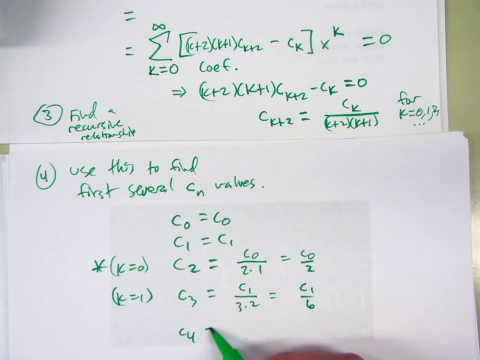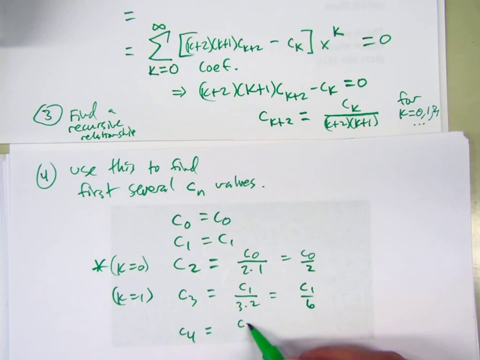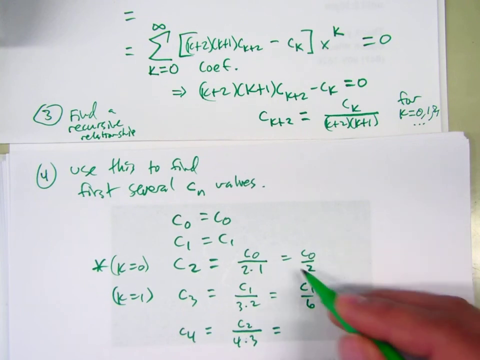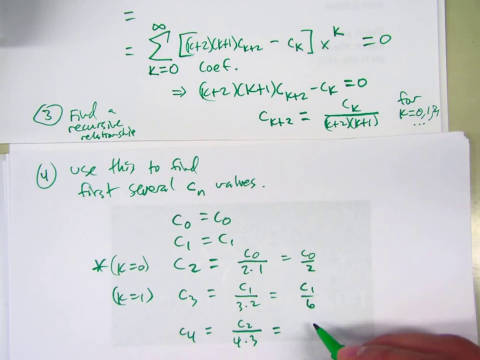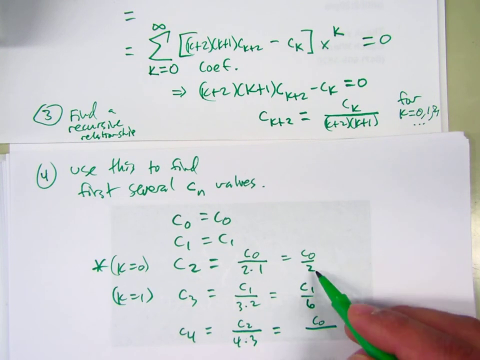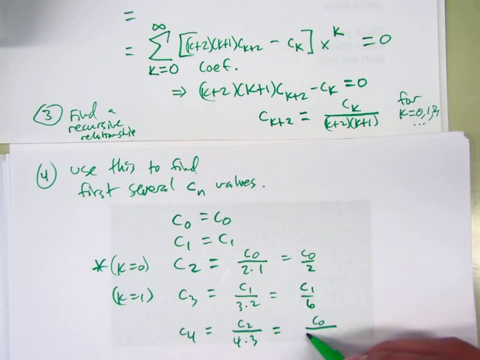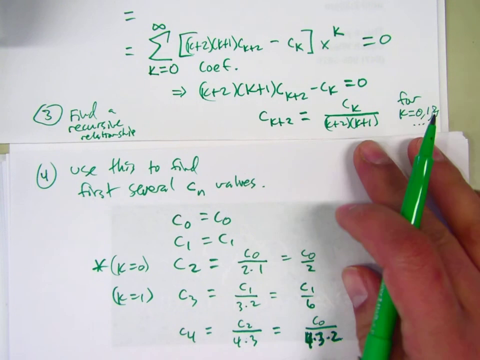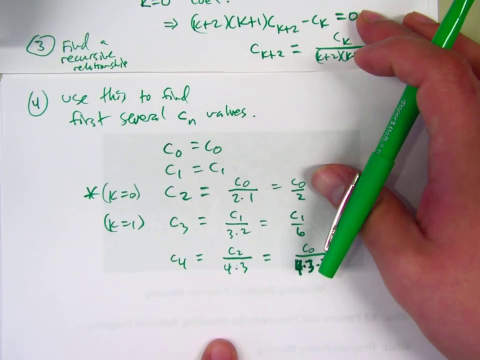And now c sub 4 is going to be c2 over 4 times 3. But remember, c2 is really c0 divided by 2. Does that make sense? So we're going to write that as c sub 0, and then keep the 4 and the 3 in there, but also throw in the 2. So we got 4 times 3 times 2 in the denominator. Okay? I'm going to go a few more.